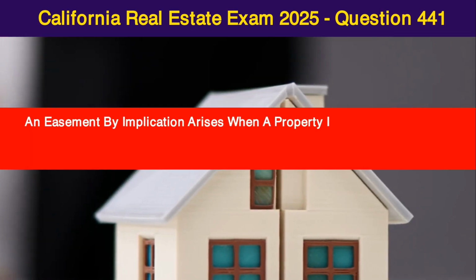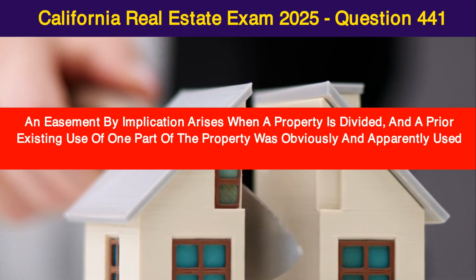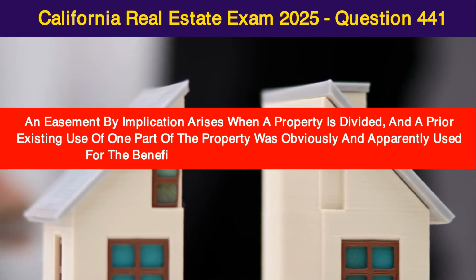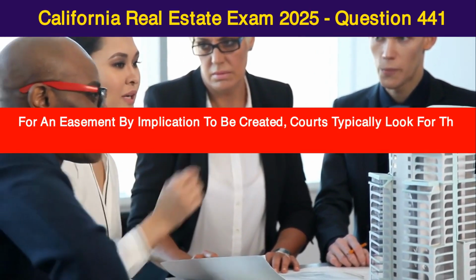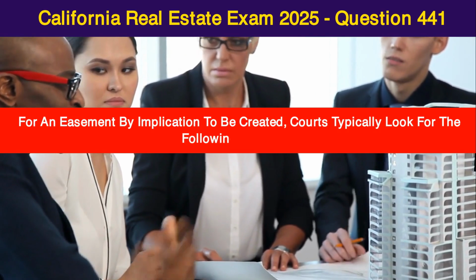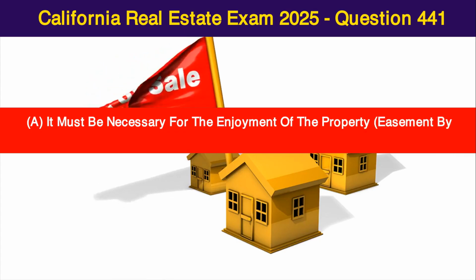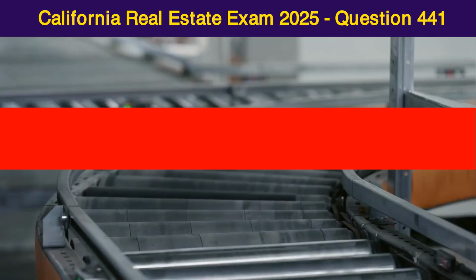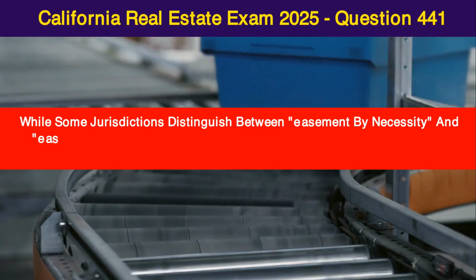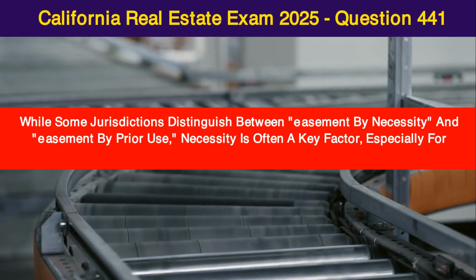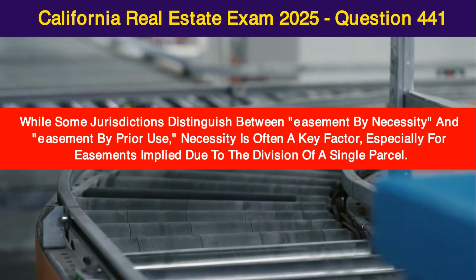An easement by implication arises when a property is divided, and a prior existing use of one part of the property was obviously and apparently used for the benefit of the other part before the division. For an easement by implication to be created, courts typically look for the following elements. A. It must be necessary for the enjoyment of the property, easement by necessity. While some jurisdictions distinguish between easement by necessity and easement by prior use, necessity is often a key factor, especially for easements implied due to the division of a single parcel.